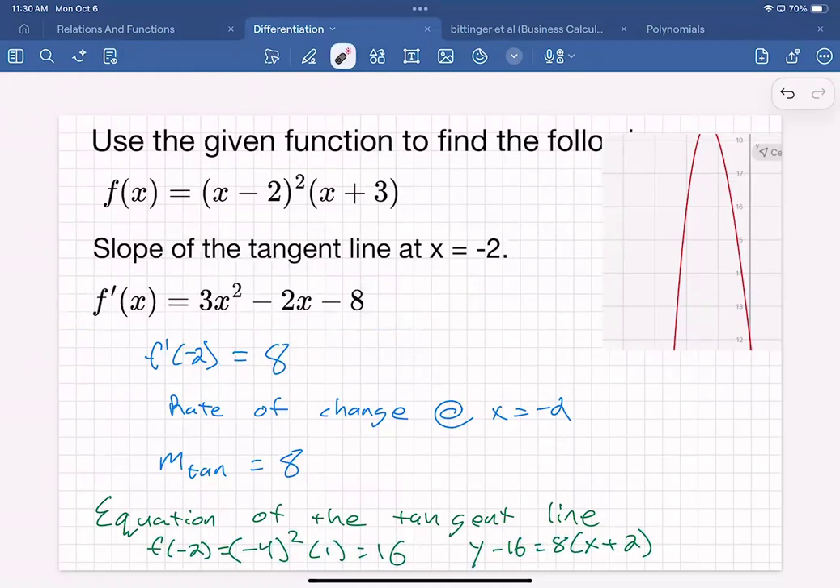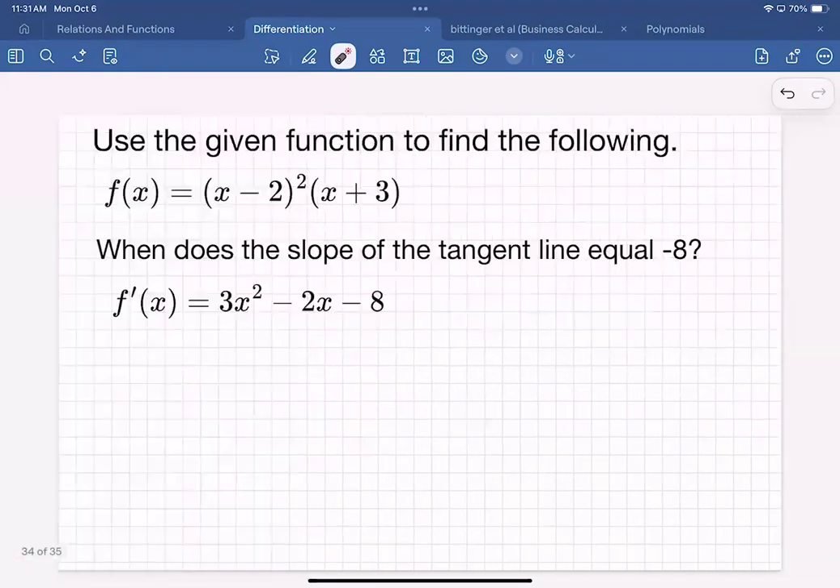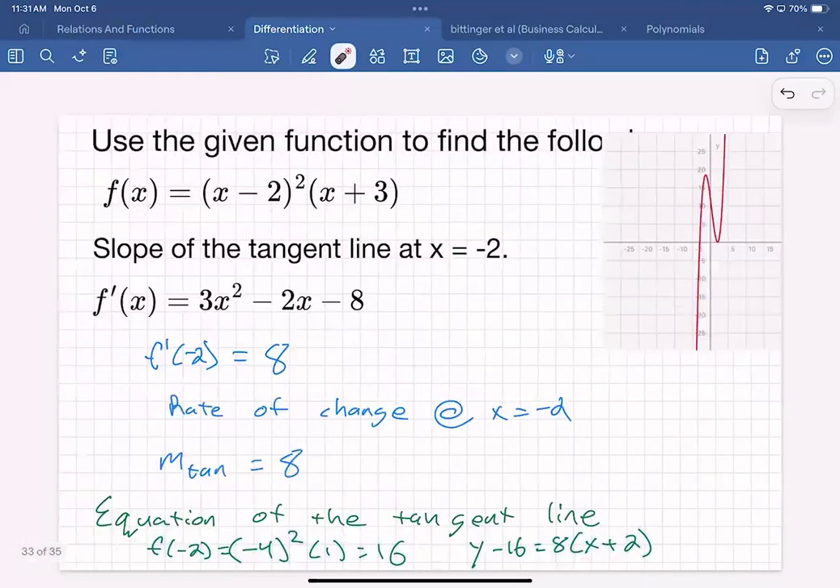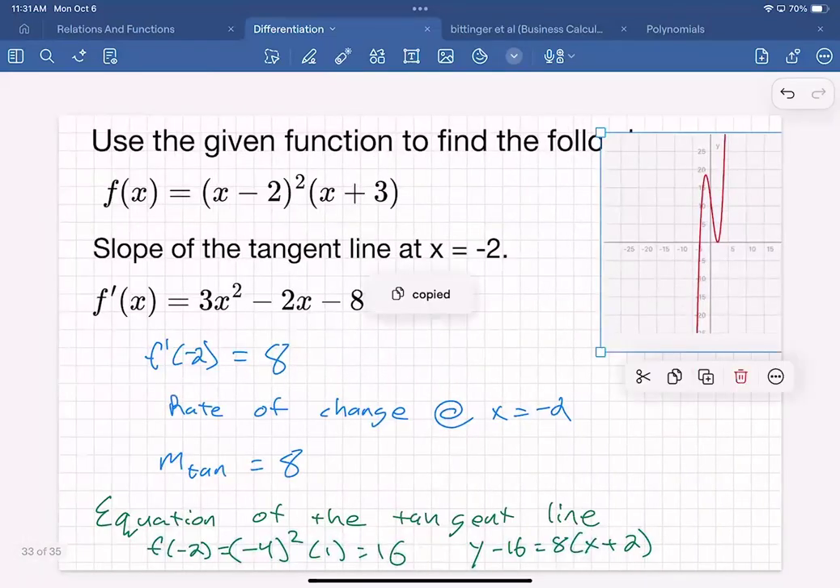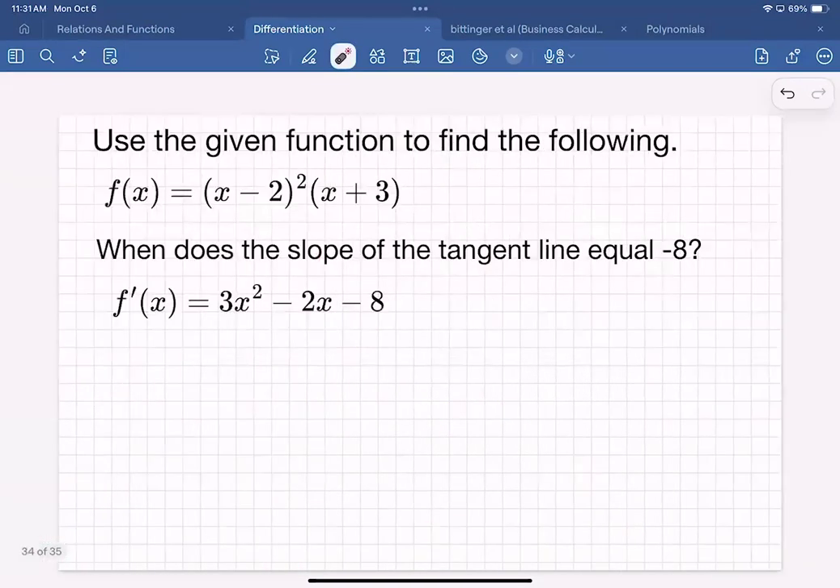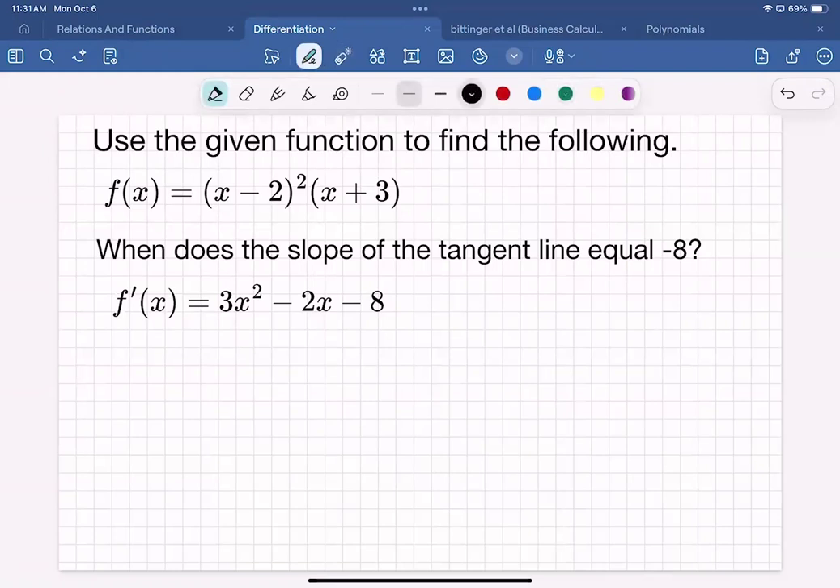Everyone's good with getting the point and slope separately from the two different functions? All right. So as we go over here to this problem, now I changed up the question a little bit, right? Now the focus is not just finding the slope at a specific x value, but we want to find when the slope is -8. So what are we setting equal to -8 at this point? F prime of x, right?